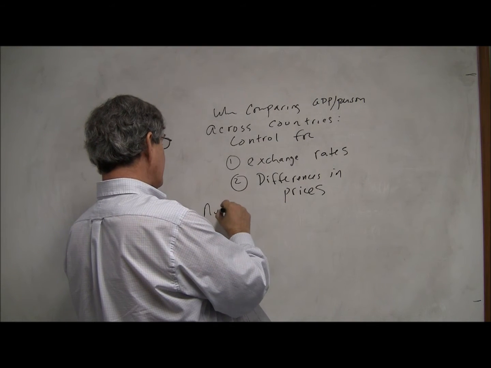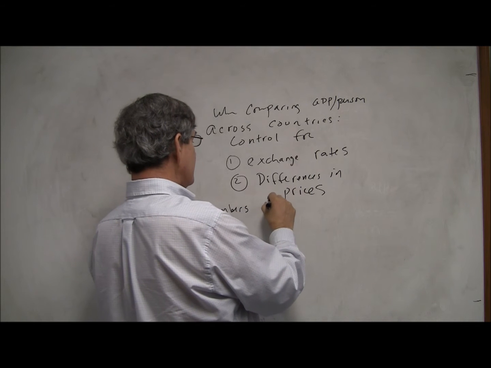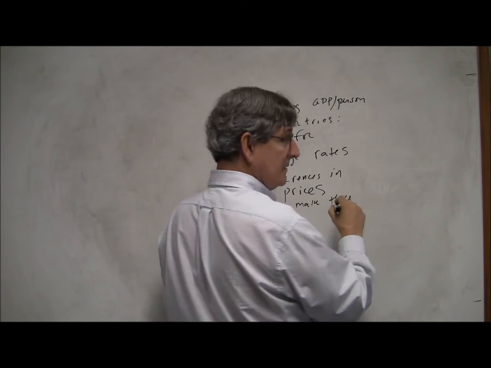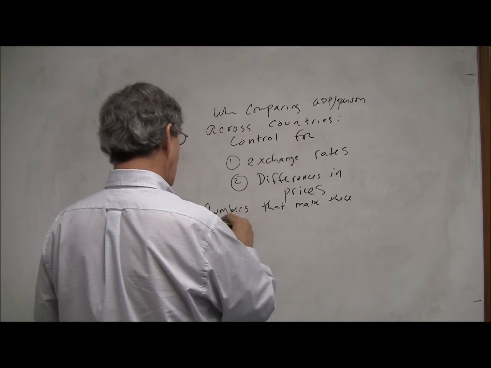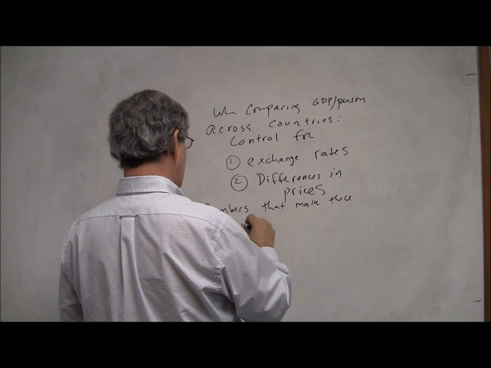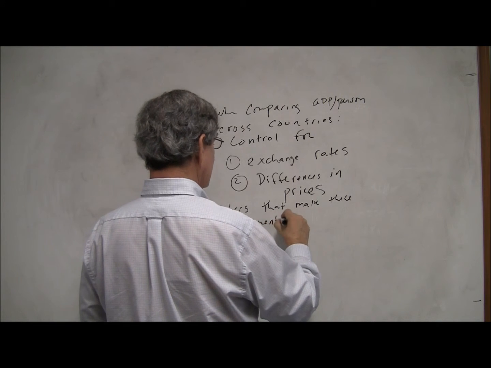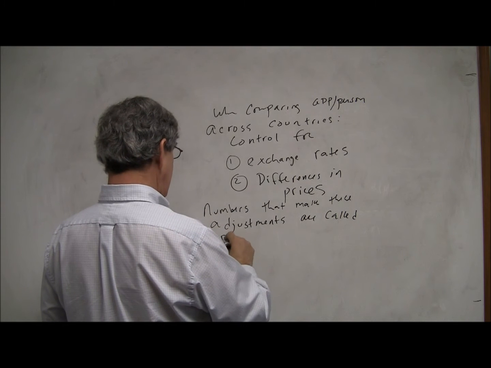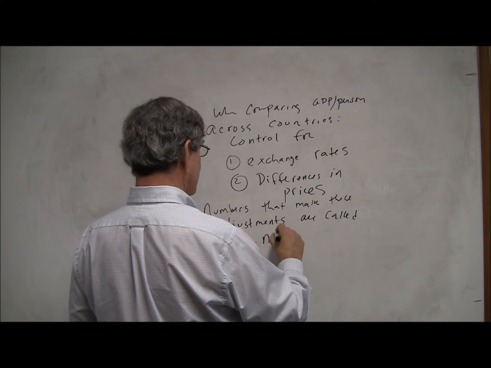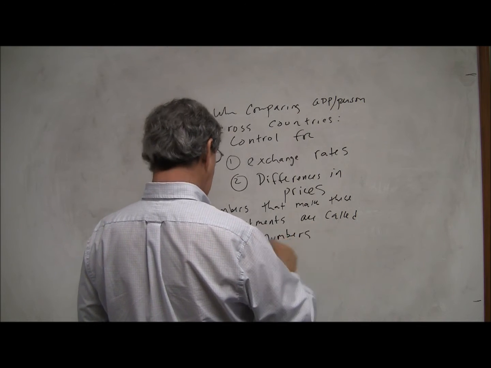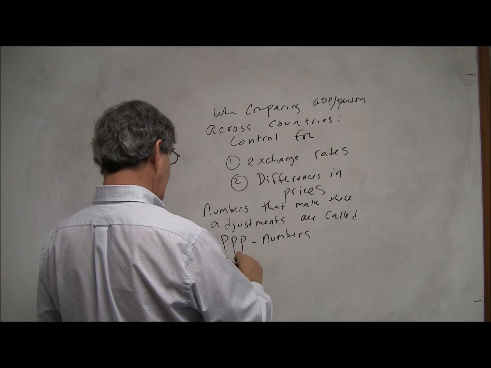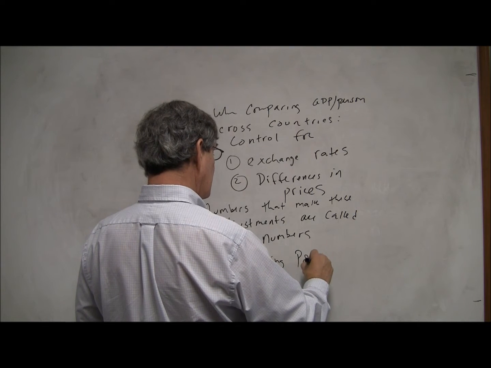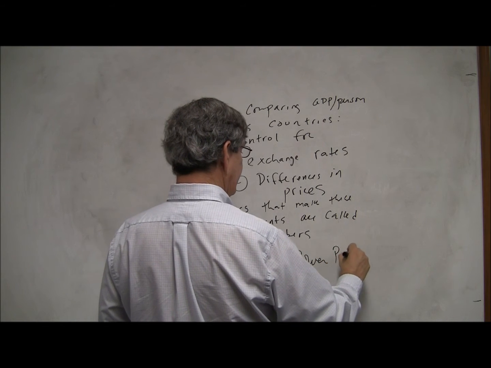Numbers that make these adjustments are called purchasing power parity numbers. The short is PPP numbers. And that stands for purchasing power parity.